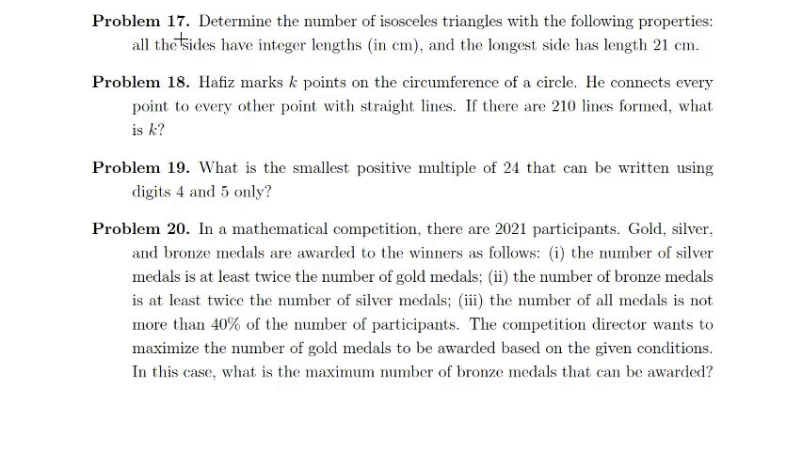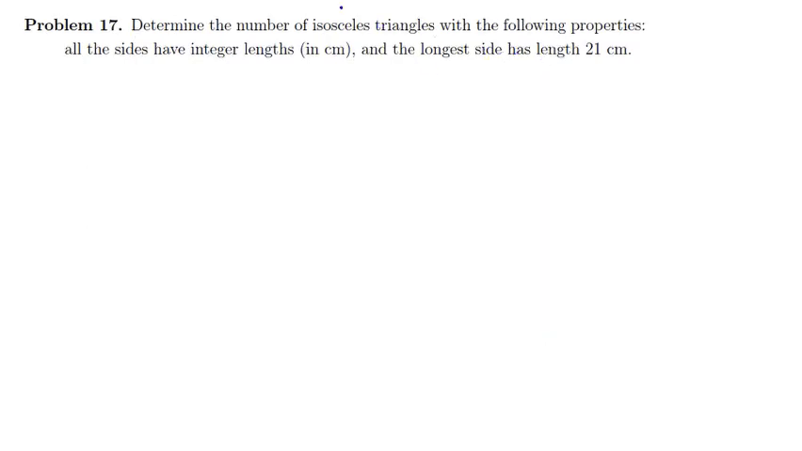Problem number 17 of part D, primary, and part B, junior, problem number 7. Determine the number of isosceles triangles with the following properties. All the sides have integer length in centimeters, and the longest side has length 21 centimeters. Okay, we should see that the numbers satisfy the triangle inequality: if you consider any two sides, the sum of them is greater than the third. So the longest side, it says, has 21. So we have two types of problems. It's this one.